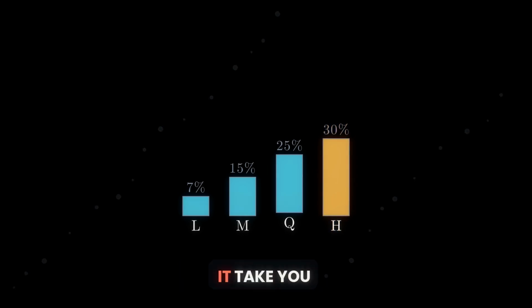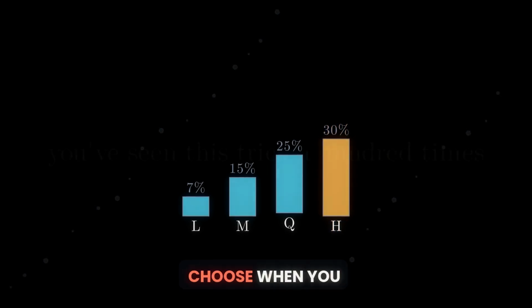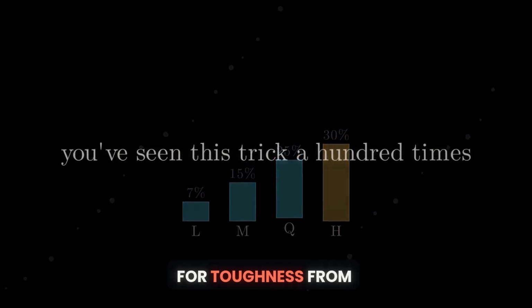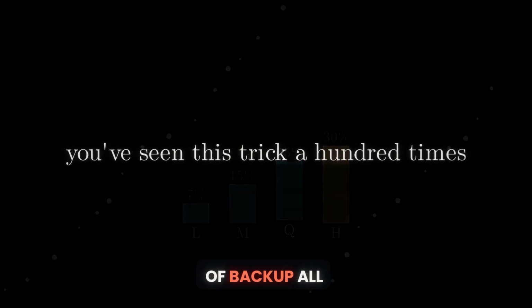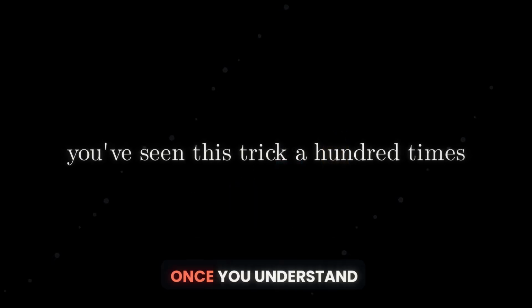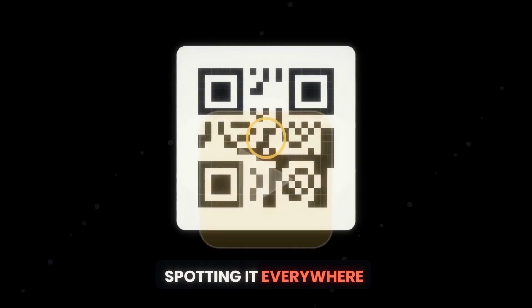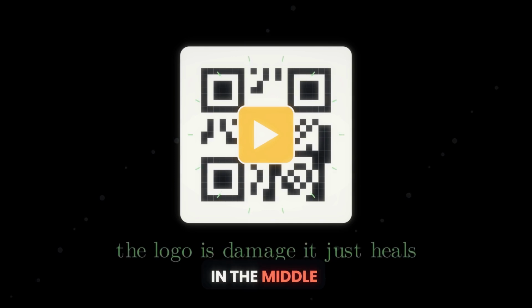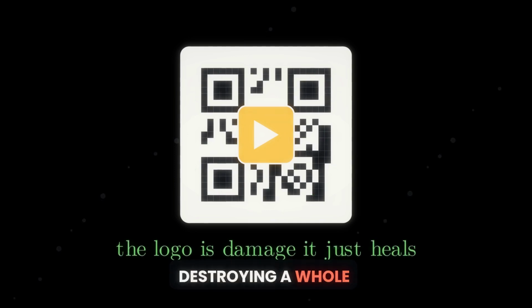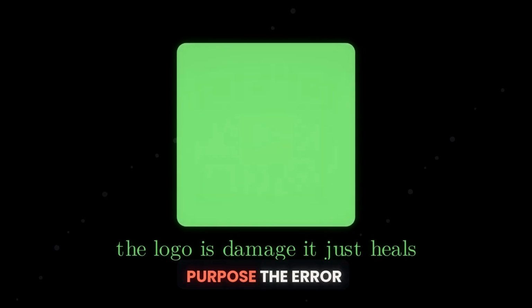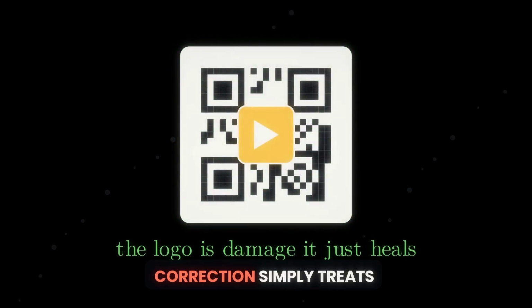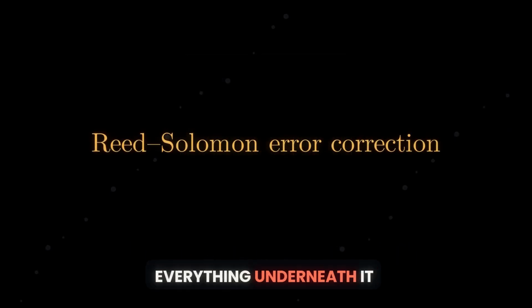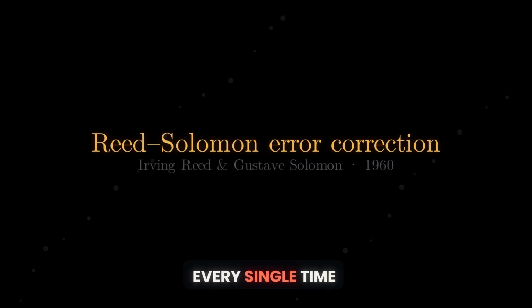And how much damage can it take? You actually get to choose when you make the code. There are 4 levels, trading space for toughness from about 7% of backup all the way up to 30. And once you understand this, you start spotting it everywhere. Those QR codes with a company logo sitting right in the middle, that logo is destroying a whole chunk of the code, completely on purpose. The error correction simply treats the logo as damage and rebuilds everything underneath it. And it scans every single time.